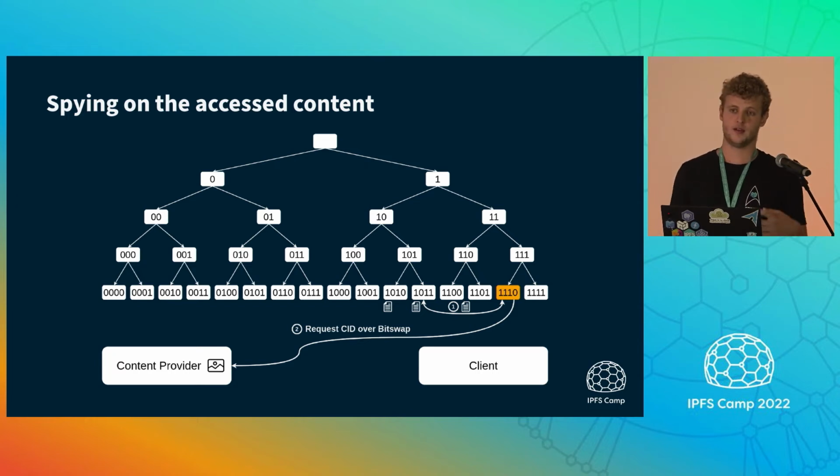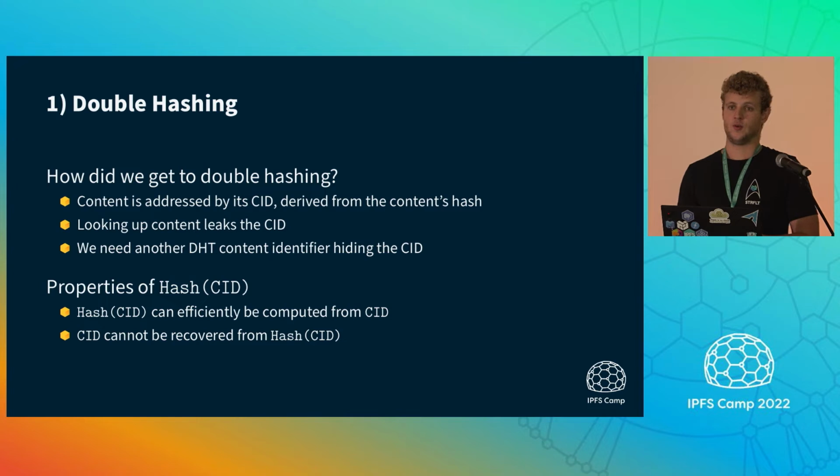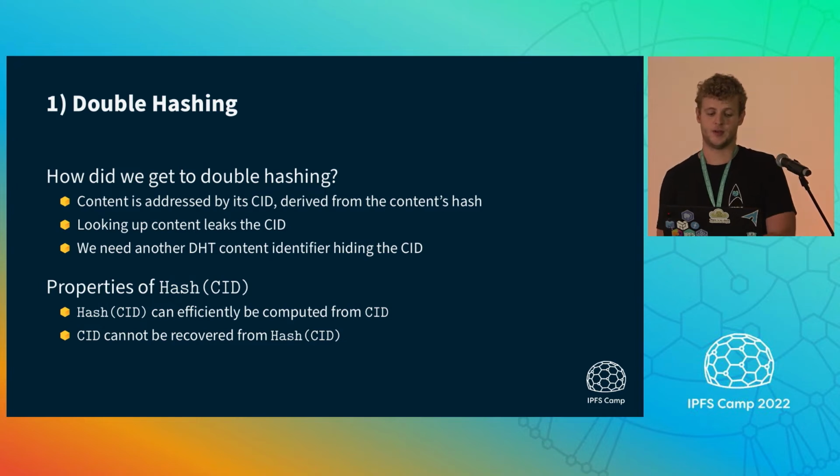And so it can in turn request the provider record, learn where the content is stored, and retrieve the content, which is undesirable, and that's what we're trying to address with this upgrade. So why double hashing? How did we get there?